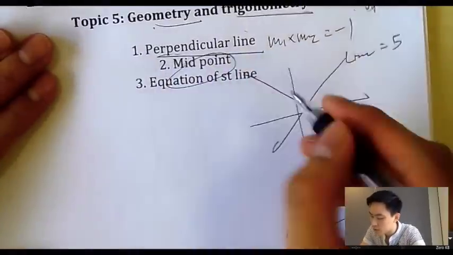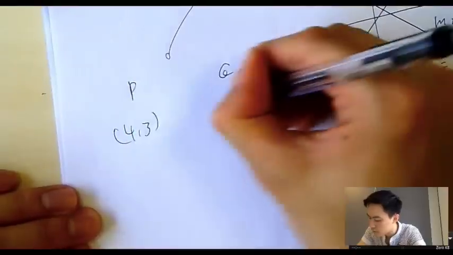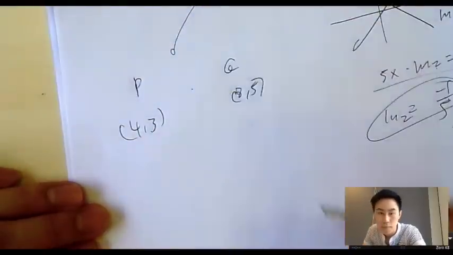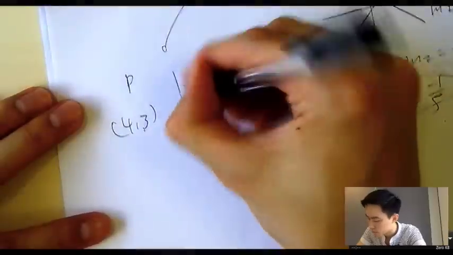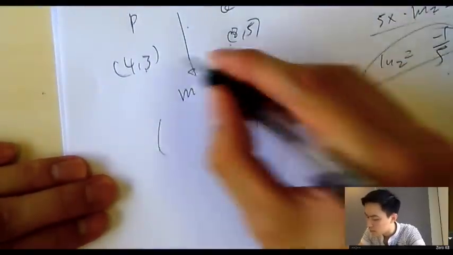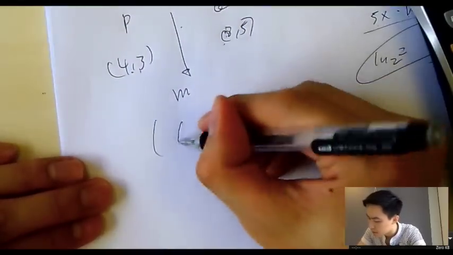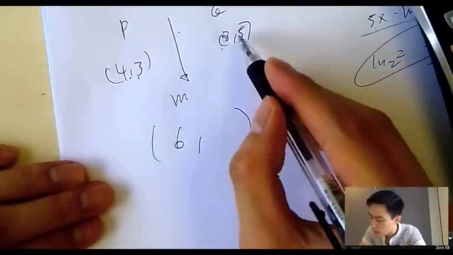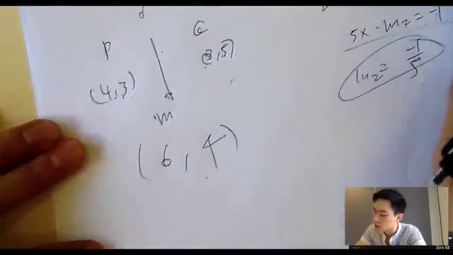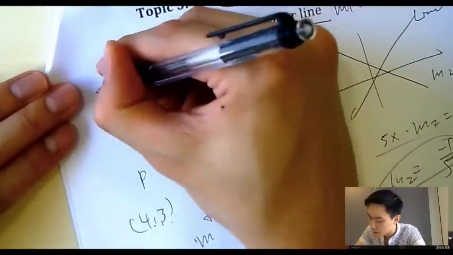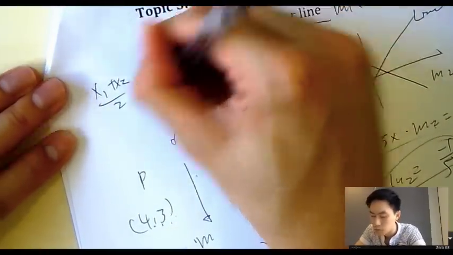Okay, so the midpoint: if I give you 2 points, let's say P and Q, this is (4, 3), this is (8, 5). Find the midpoint of this one. Always remember, it's x1 plus x2 divided by 2. So 4 plus 8 is 12, 12 over 2 is 6. Then y1 plus y2 divided by 2: 5 plus 3 is 8, 8 over 2 is 4. So you can write this down: midpoint is always defined as (x1 plus x2 divided by 2, y1 plus y2 divided by 2).